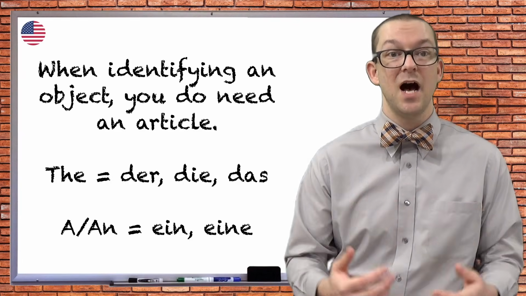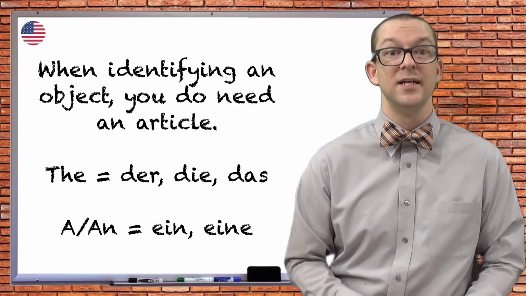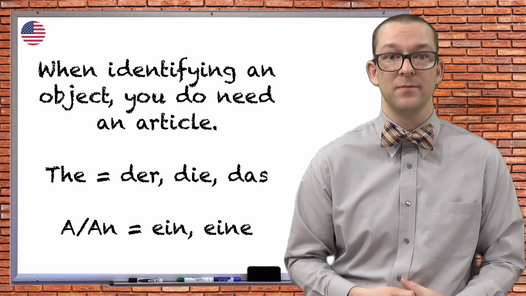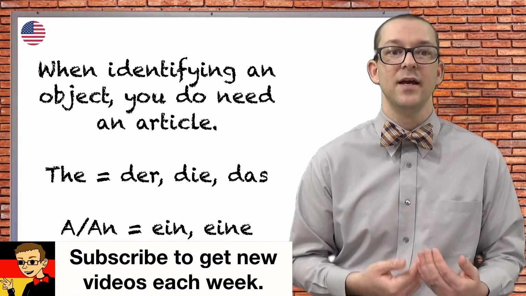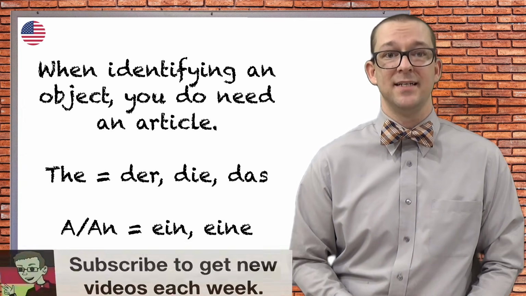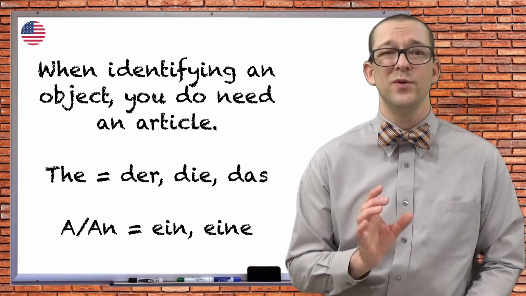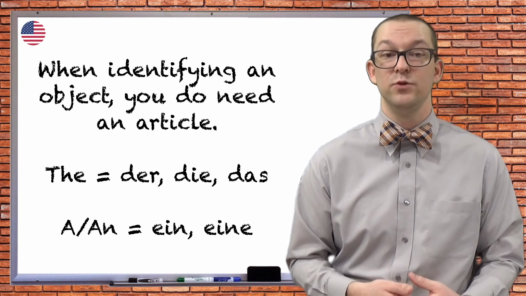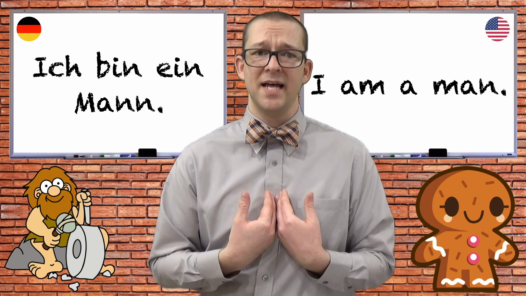If you're identifying an object, you do need an article. If you want to say the, use der, die, or das, based on the gender of the noun. If you want to say a or an, and the noun is masculine or neuter, use ein. If it's feminine, use eine. If it's plural, you often don't need an article, but if you do need one or want one, you could say the using die. Ich bin ein Mann.